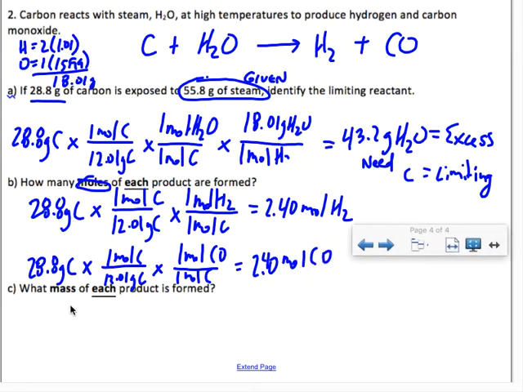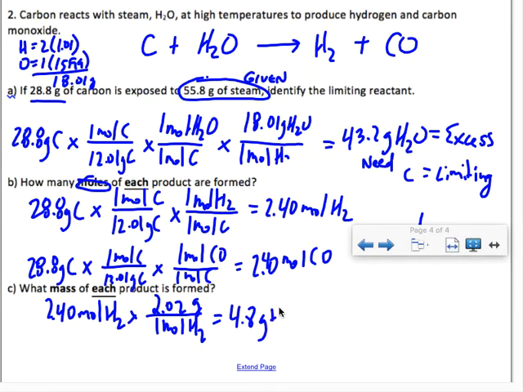Now down here it says what mass of each product is formed. So I'm just going to go from moles to grams. I have 2.40 moles of hydrogen gas. To get to grams, you multiply by the molar mass. So I put 1 mole of hydrogen down here. The molar mass of H2, as I explained earlier, was 2.02 grams. And I get approximately 4.8 grams of hydrogen gas.